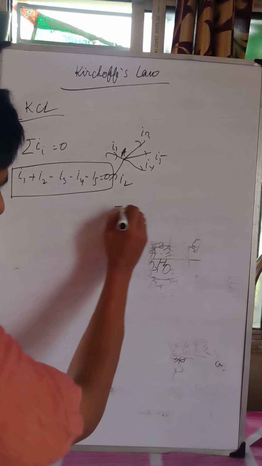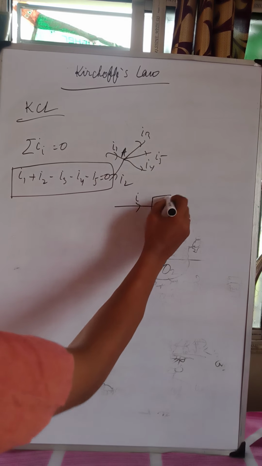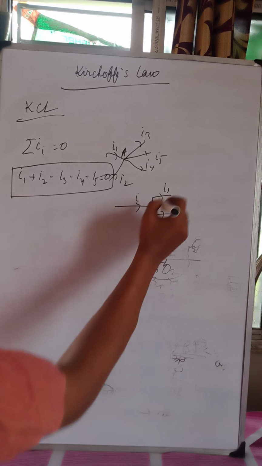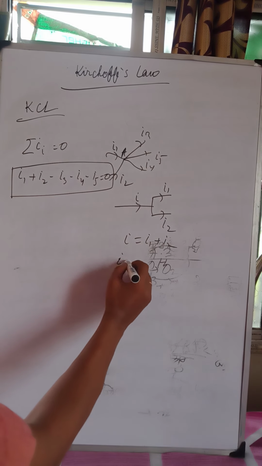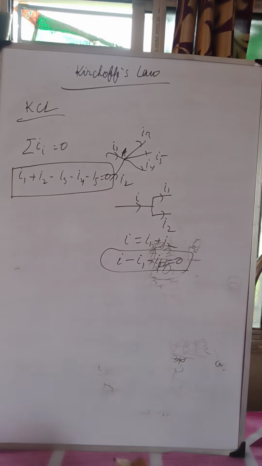Suppose there is a wire, and a current I is going through that wire. Now this wire is divided in two parts, so that is I1 and I2. Then we know that I equals I1 plus I2. That means I minus I1 minus I2 equals 0. This is Kirchhoff's current law.